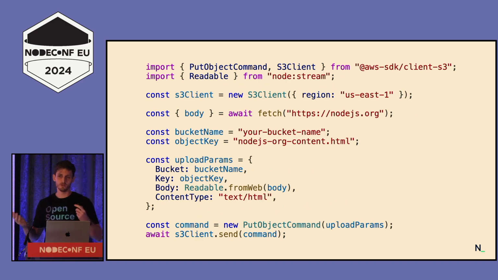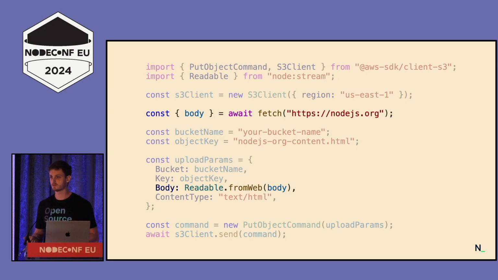But you might have that case, because let's say I want to output the contents I have fetched from the internet into an S3 bucket. I'm using the AWS SDK. They only allow to use Node.js streams, so if I'm using the fetch body, I need to transform it before I can put it into an S3 bucket.